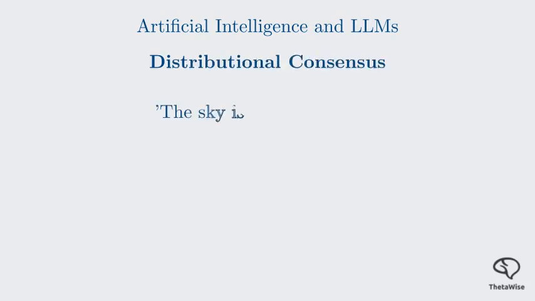Finally, let's look at the newest player in the field of truth: artificial intelligence. Specifically, large language models like the one you are interacting with right now. A large language model does not know things the way a mathematician knows a proof or a scientist knows data. Instead, it generates a distributional consensus. It predicts the most likely next word based on a massive statistical model of how humans talk.